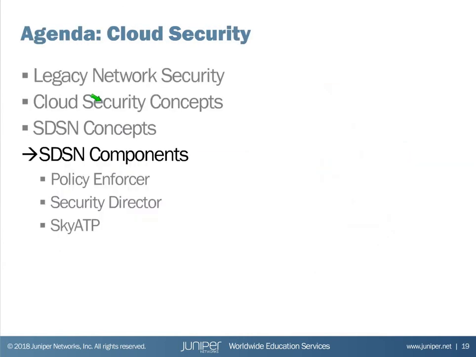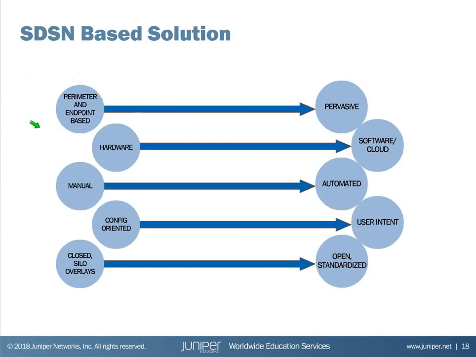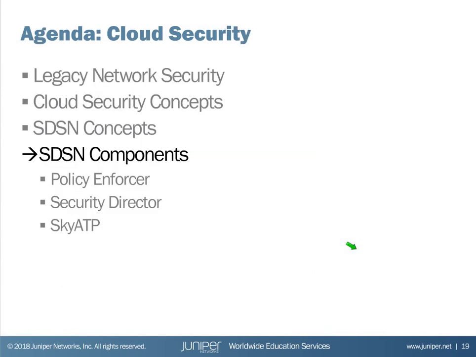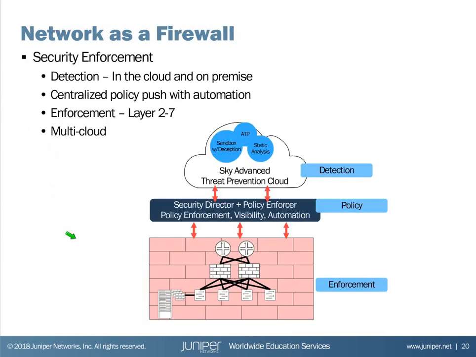So we want to move from the perimeter, hardware, manual, slow, to the automated, orchestrated, beautiful, shiny new way of deploying security settings, right? Way down deep in my network, using external threat information and automating the deployment of security settings using open, standardized ways of doing things. It's a brand new, shiny world out there, folks. And so the components from Juniper Networks, we're going to talk about three of them: software called Policy Enforcer, Security Director, and then Sky ATP, over these next few screens.